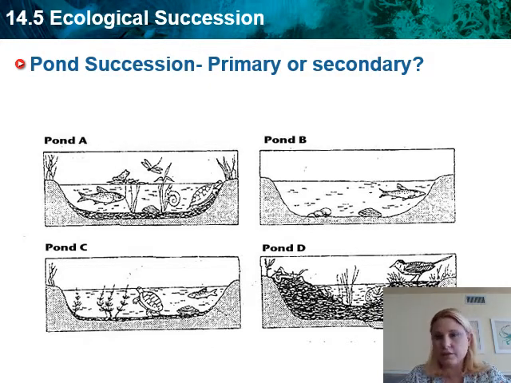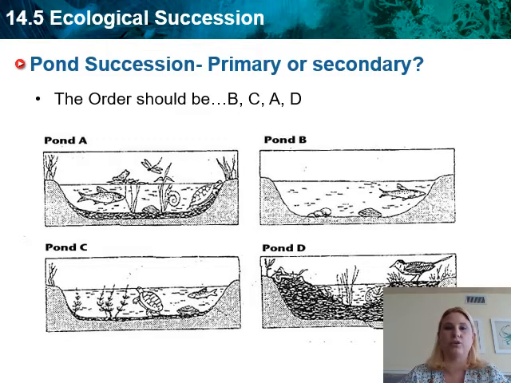For this one, there is absolutely no soil, nothing there before. It's just sand, so we should say that it's primary succession. From there, we move into the order in which this happens. The order should be B, then C, then A, and finally D, which would be our climax community.